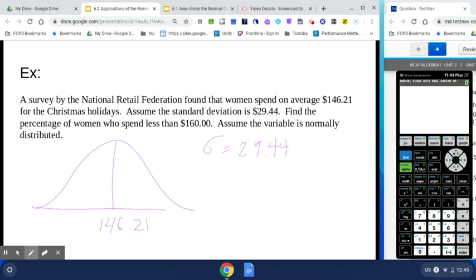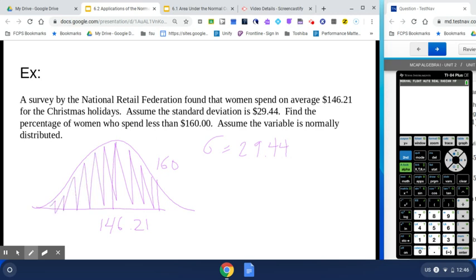And then what we want to try to find is the percentage of women who spend less than $160. So thinking about where 160 would fall on this distribution, it is going to be to the right of the mean. So I'm just going to place a line to the right of the mean and label it 160. We want to find the area that's to the left of that. In other words, the women who spend less than $160. So I'm shading to the left.